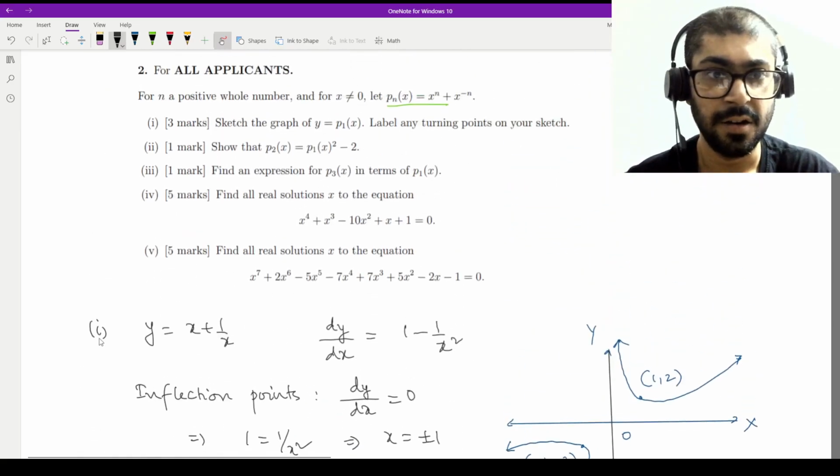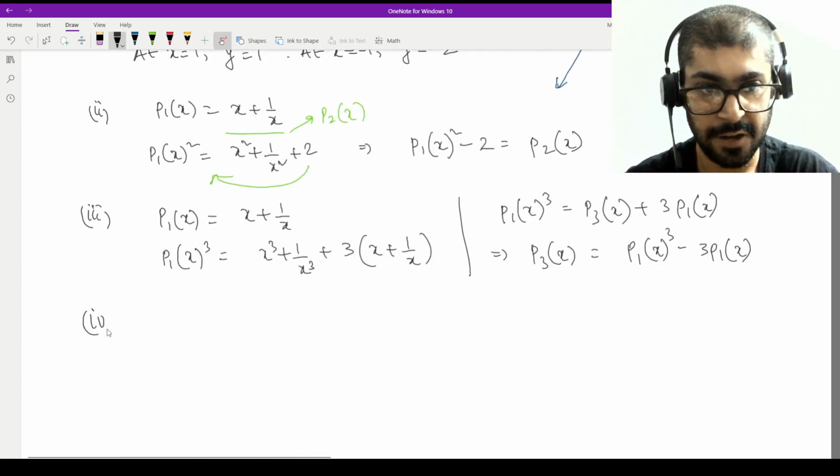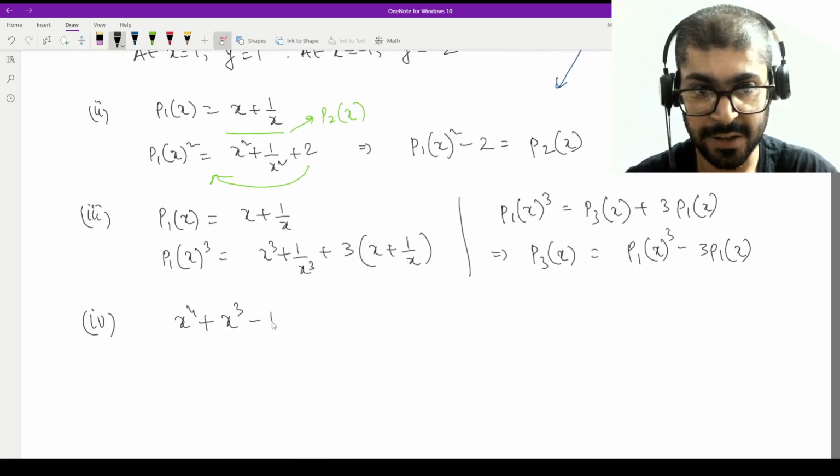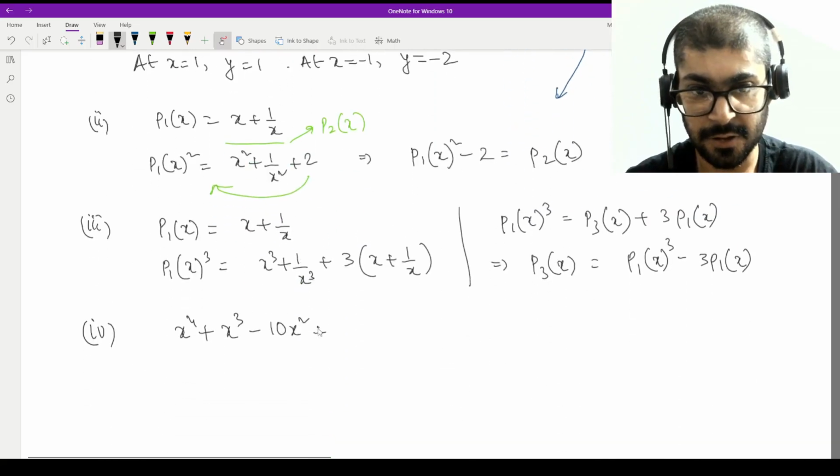Done. Part 4: find all real solutions. Alright. x to the power 4 plus x cube minus 10x square. Is it minus? Yes. Plus x plus 1.